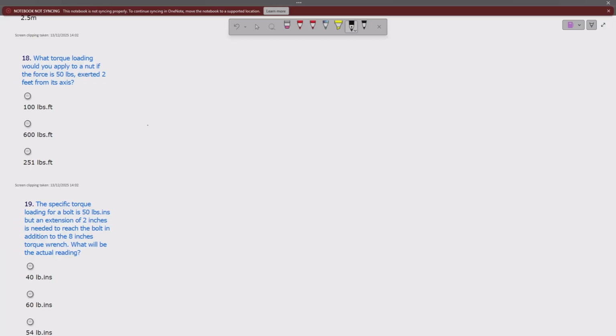What torque loading would you apply to a nut if the force is 50 pounds exerted 2 feet from its axis? This straight away, 50 times 2, you're going to get 100 pounds feet. So it's 50 lbs. Okay, that's a distance, 2 feet.